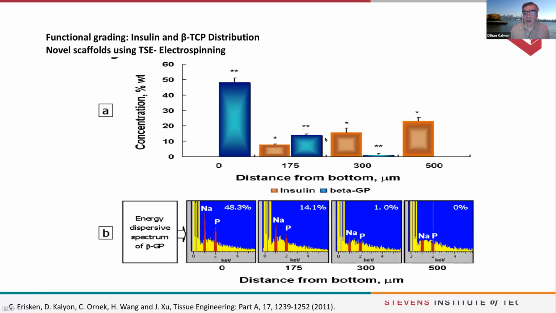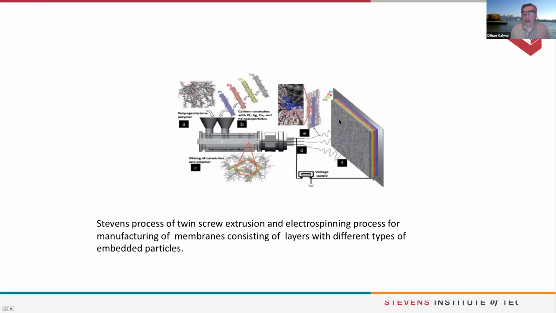We can also do interface tissues. For example, in tissue engineering, we can have one differentiator go down in concentration while a second differentiator goes up in concentration. So we can generate cartilage-like tissue on one side and bone-like tissue on the other side. So functional grading is really very important.